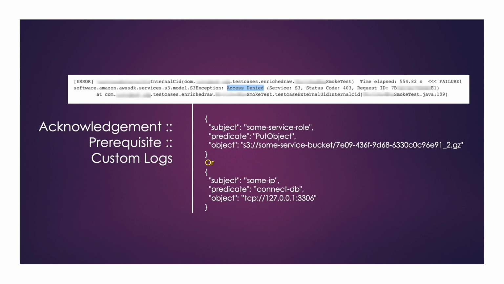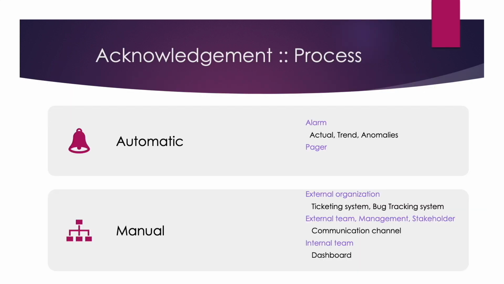Now it's about the process on the acknowledgement. We can get notified either automatically like alarm or pager, or we can also get notified manually, like a ticketing system to get a report from external organization, from the user maybe, or from your client, or for internal communication channel for external team. This can be a Slack channel or dedicated Slack channel, or what's called a Telegram group, WhatsApp group. And of course the last one is a dashboard for internal or on-call team to monitor.